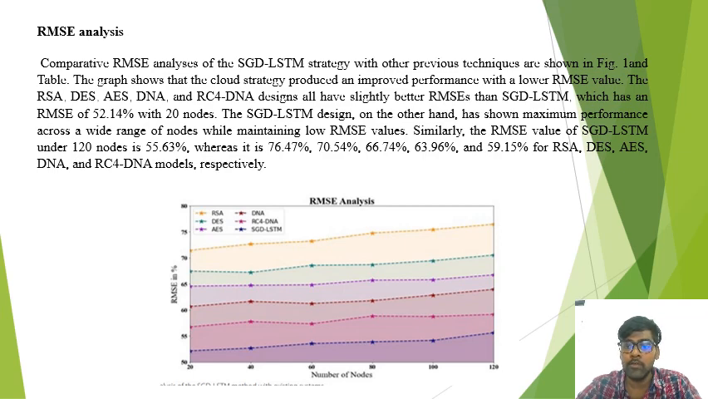Similarly, the RMSE value of SGD LSTM under 120 nodes is 55.63%, whereas it is 76.47%, 70.54%, 66.74%, 63.96%, and 59.15% for the RSA, DES, AES, DNA, and RC4 DNA models respectively. This shows the graph analysis of RMSE against the number of nodes.